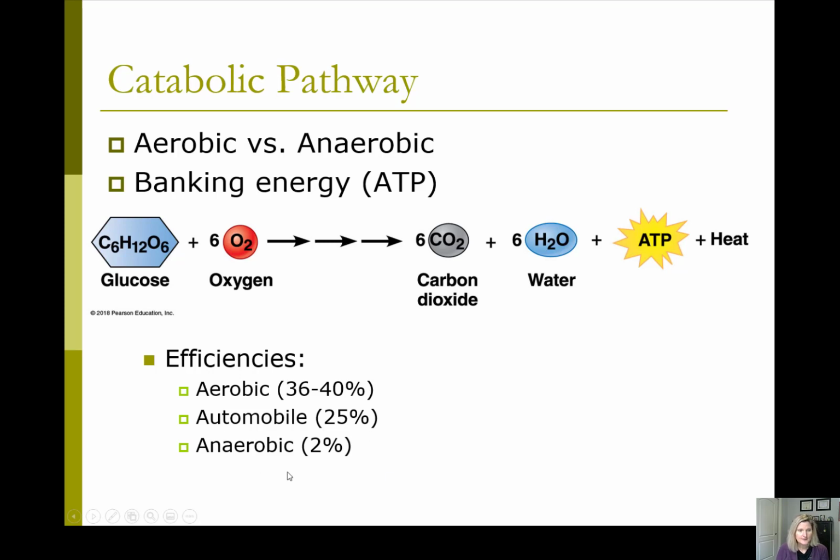Anaerobic processes, especially fermentation, generally are not energy efficient. We can see the conversion factor here where it's only about 2% efficient. So the other 98% gets lost as heat or is unusable. It can produce a little bit of ATP, but not nearly as much as aerobic respiration.